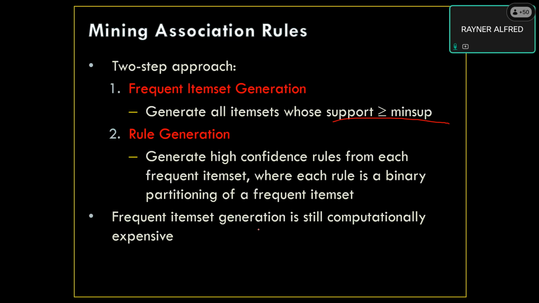This frequent item set generation is still computationally expensive because we need to scan all the data in your sparse data set. And then you have to do a combination of antecedent and consequent. So that's why they introduced the Apriori algorithm.